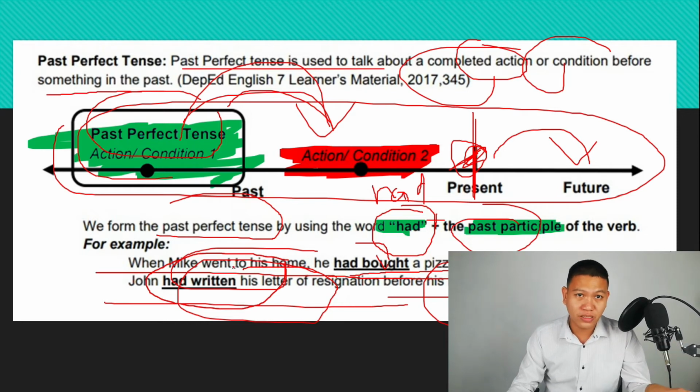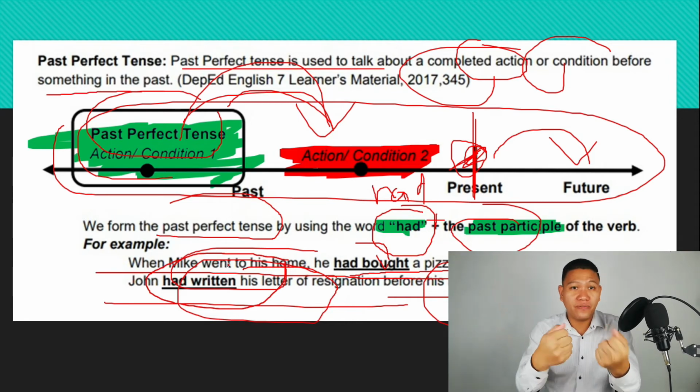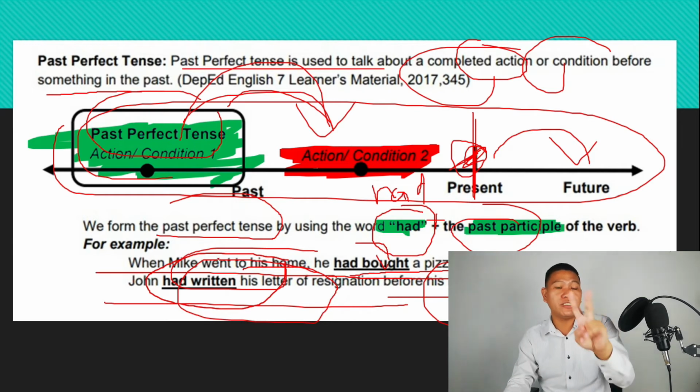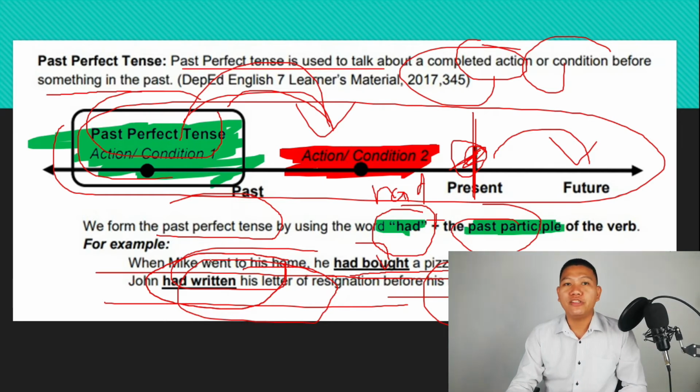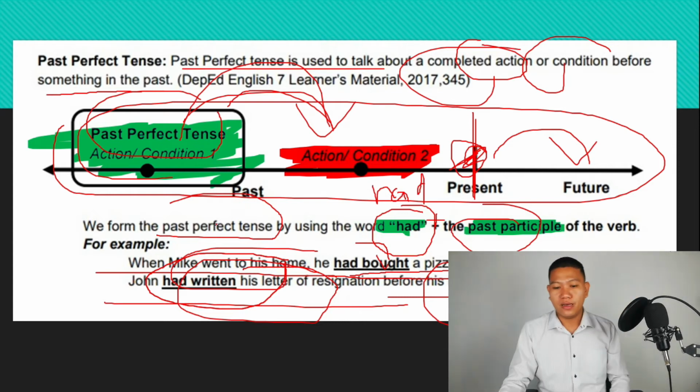He had written already his resignation letter when or before his boss arrived. So when the boss arrived, he was done already writing his letter of resignation. So perhaps he could give it already to the boss. So all two actions happened in the past. Writing the letter took place first or was completed first before the arrival of the boss. Okay?